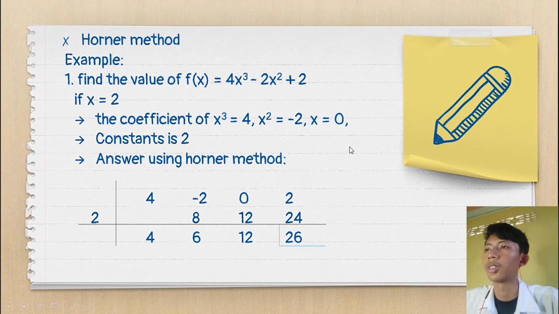and then put x equals 2 here. To answer this, firstly write down the coefficient of x cubed here and then multiply with 2. 4 multiplied by 2 we got 8, and add 8 with minus 2 and we got 6. 6 multiply 2 we got 12, and 12 plus 0 is 12. 12 multiply 2 is 24, and 24 plus 2 is 26. So we got f(2) from the Horner method is 26.